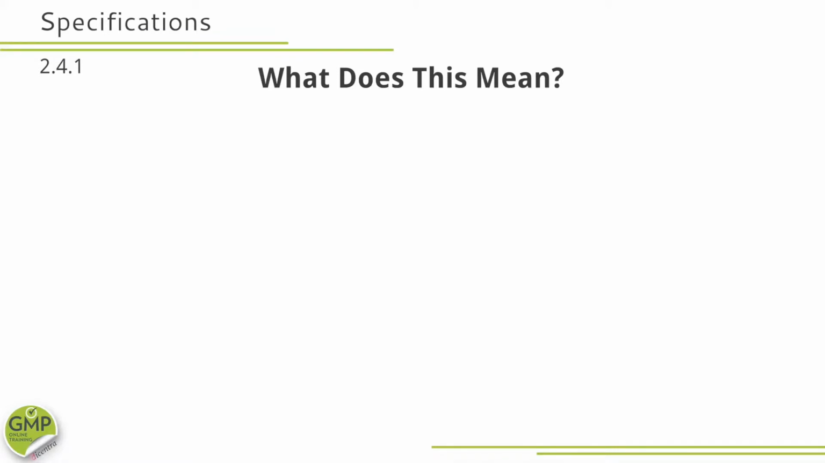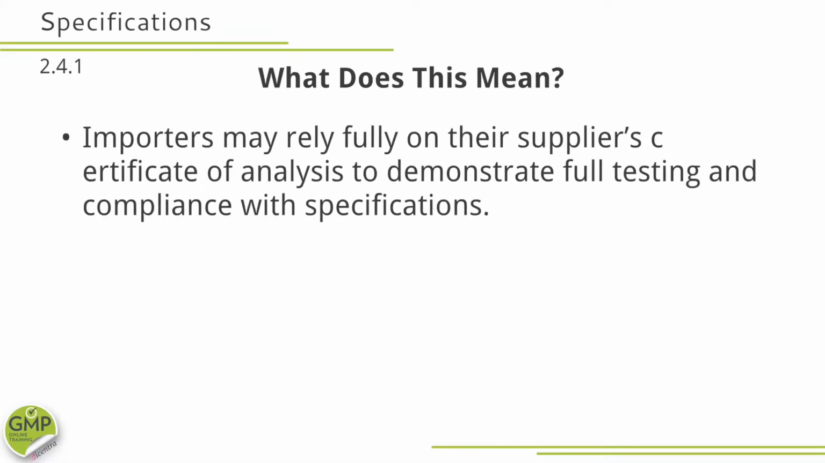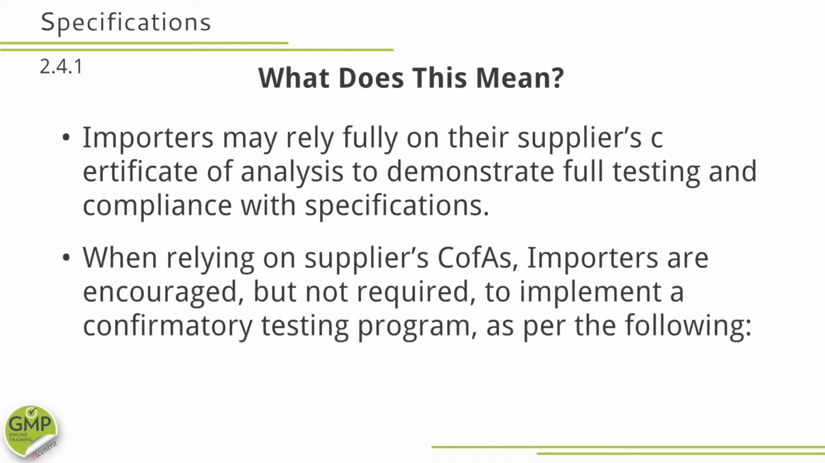What does all this mean for importers? Importers may rely fully on their supplier's certificate of analysis to demonstrate full testing and compliance with specifications. The importer must review the certificate of analysis from the foreign vendor for every lot. The certificate of analysis must report the tests that were done, the methods used, and the actual test results. They should not simply say pass or fail if the specification calls for a numerical result. When relying on suppliers' C of A's, importers are encouraged but not required to implement a confirmatory testing program.